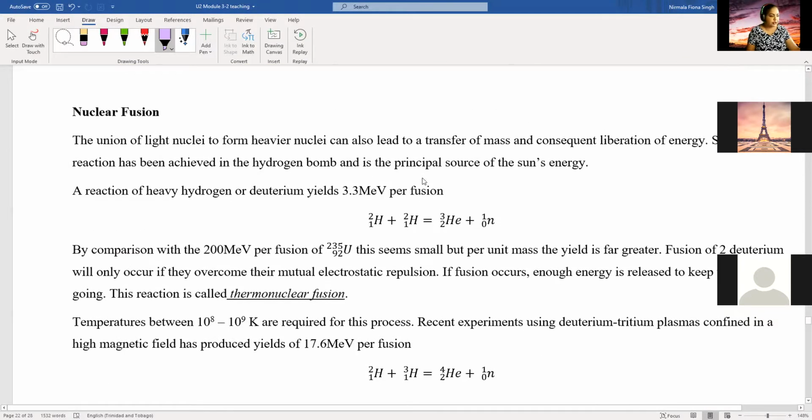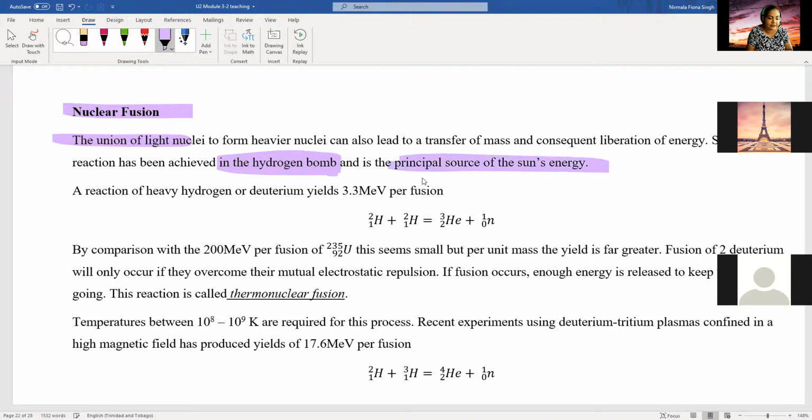Nuclear fusion. The union of two light nuclei to form a heavy nuclide can also lead to a transfer of mass and consequent liberation of energy. Such a reaction has been achieved in the hydrogen bomb. If you want to read up about the hydrogen bomb, go ahead. And it is the principal source of the sun's energy. We know we get energy from the sun from nuclear fusion.